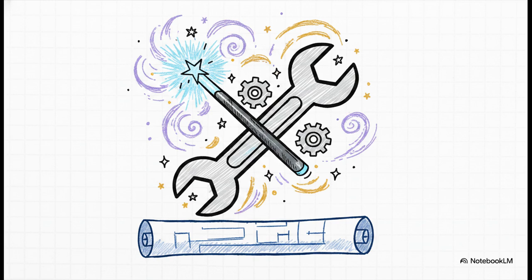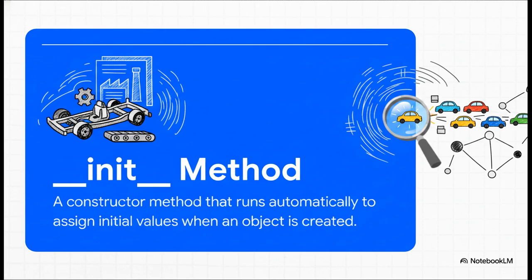Now, to make that jump from a theoretical blueprint to actual breathing code running in your computer's memory, Python gives us two pieces of pure magic. These are essentially the heartbeat of object-oriented programming in Python, so let's look a little closer at how they work together. First up is the init method, that's init surrounded by double underscores.